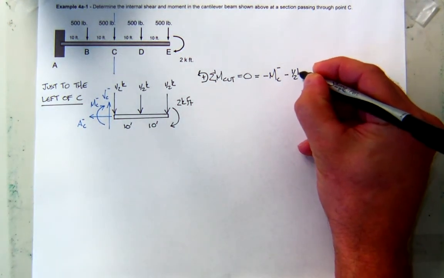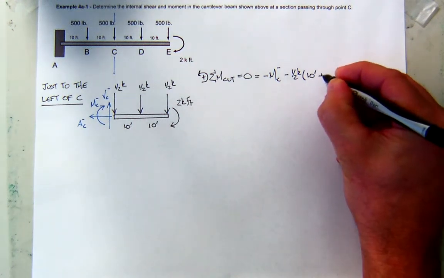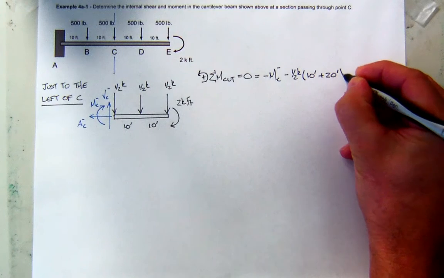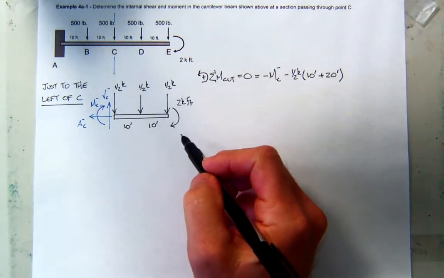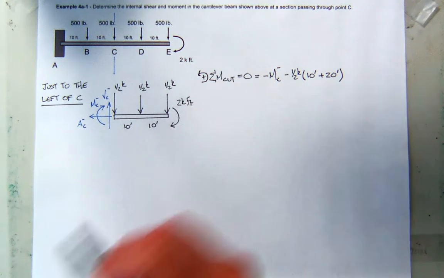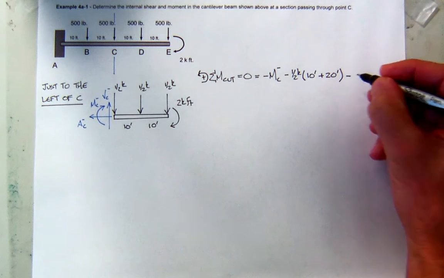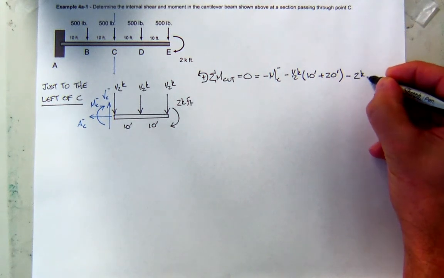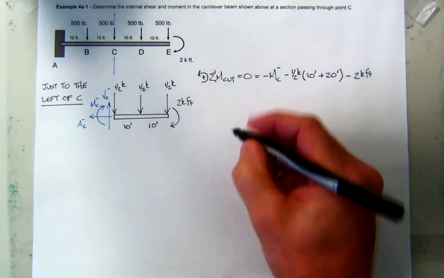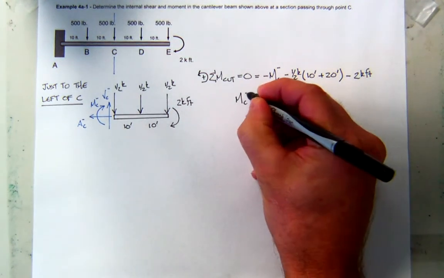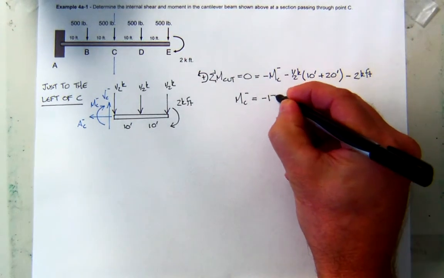So there's my half kip force, and the moment arm to the first one is 10 feet, and the moment arm to the second is 20 feet. And then all the way out here on the end, what do I have? Another moment. Is that positive or negative with my sign convention? Negative. And that's just 2 kip feet. So I can solve for the moment at C. And when I do that, what do I get? I get minus 17 kip feet.